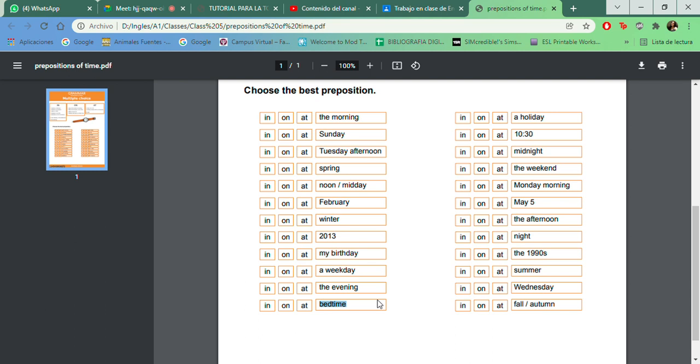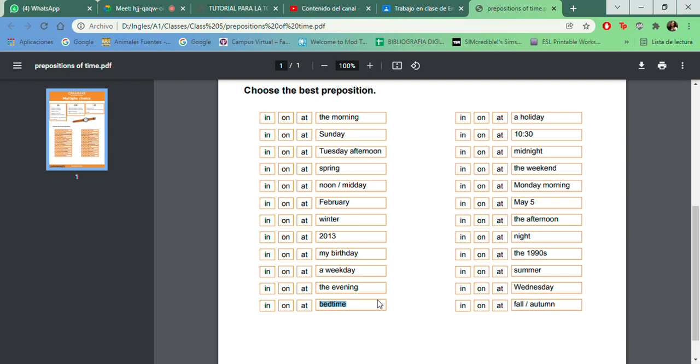It's for a specific time. Remember the specific day? It's on. On a holiday. Very good. That would be on, at a specific time. On a specific day. In longer periods of time, or in the morning, in the afternoon, okay? This is at midnight, okay, at midnight.